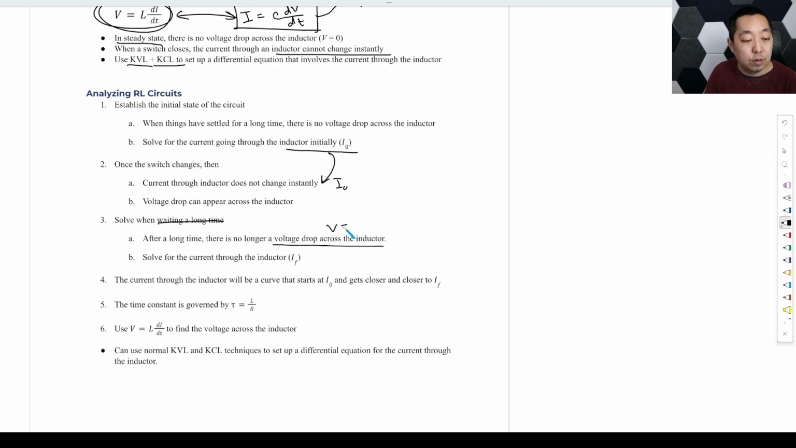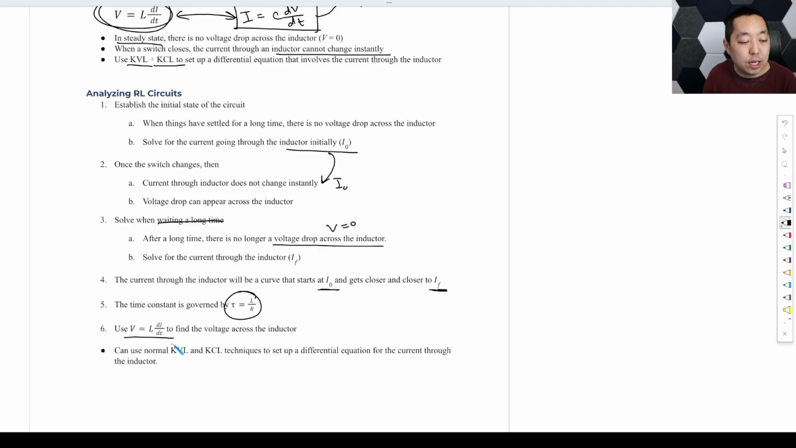So the voltage is 0 here, and then you can solve for the current through the inductor. The current through the inductor will be a curve that starts at I0 and goes to the final current, and it will be exponential. And that time constant is going to be L over R. So very similar to RC. In RC, the time constant was RC. Here, it's L over R for the time constant.